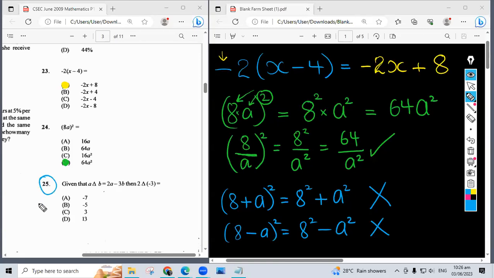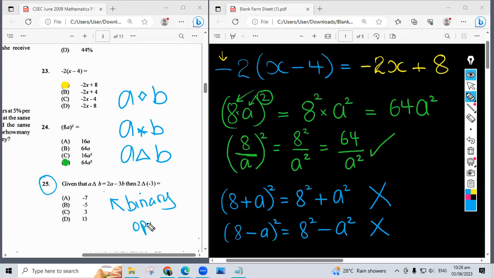So number 25 now. They use a strange symbol here, this A triangle B. A lot of the times they put A asterisk B, or they could put A and a diamond. It means the same exact thing. The name of this topic is binary operations.